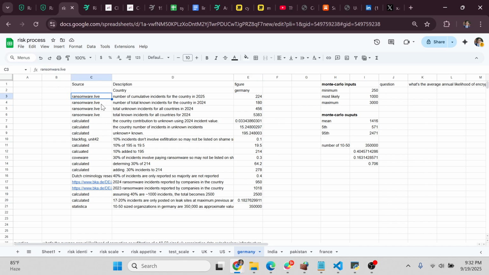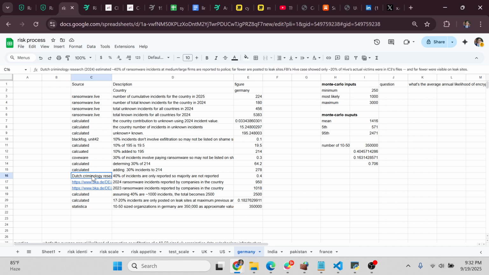This is for ransomware live. But we also have other sources of information. In Germany, there is a law that means companies must report ransomware incidents to law enforcement. Based on that, for 2024 we have 950, and for 2023 we have 1018. So you can see that the number is around 1000.